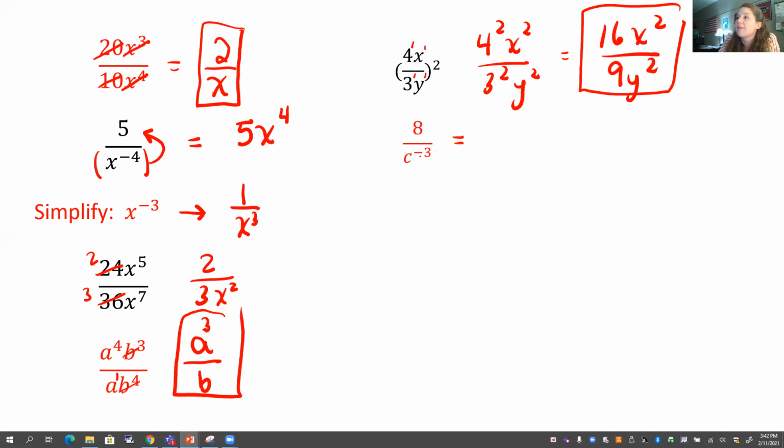And then this one, we have that negative exponent in the denominator. We have to bring it up to the numerator. And my final answer is 8c to the third.